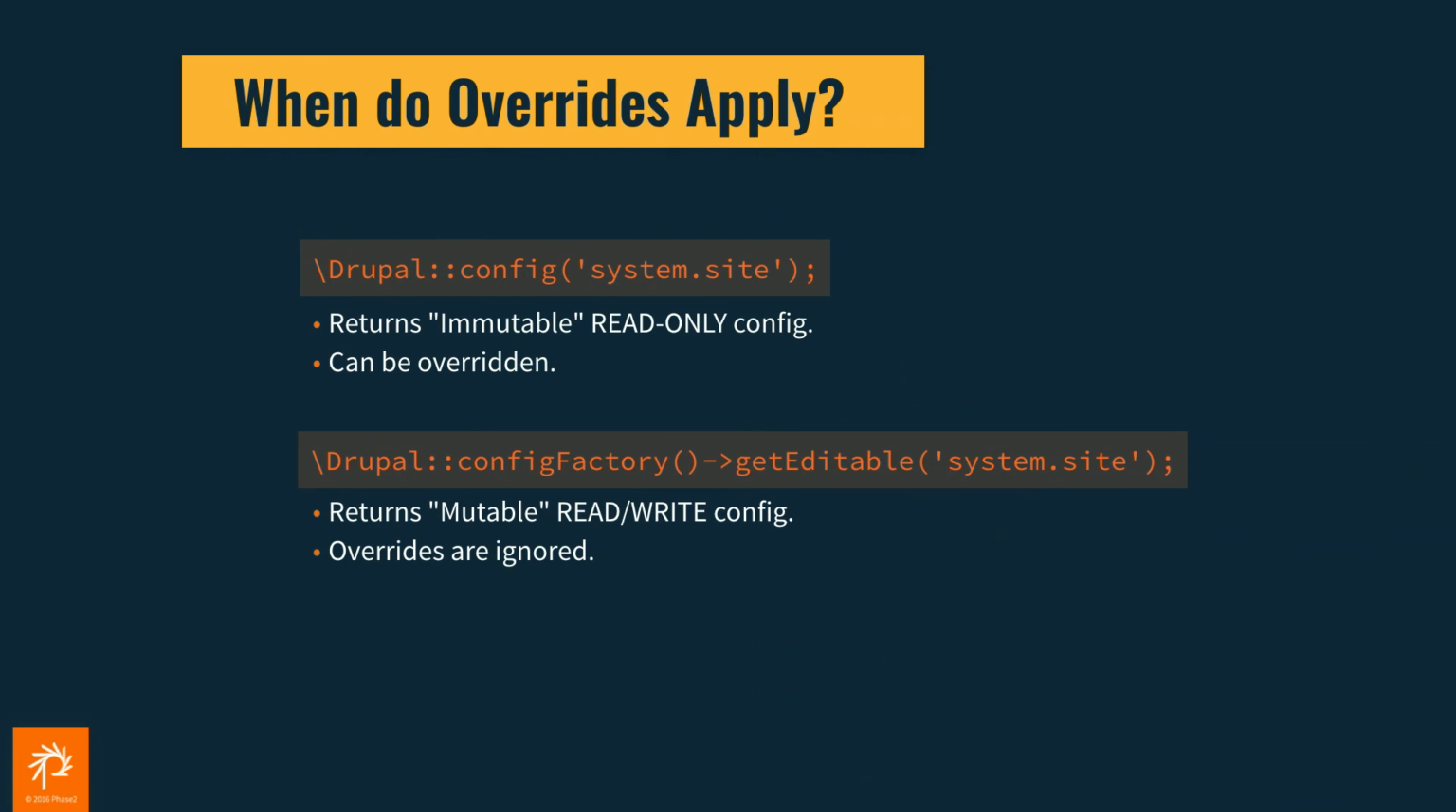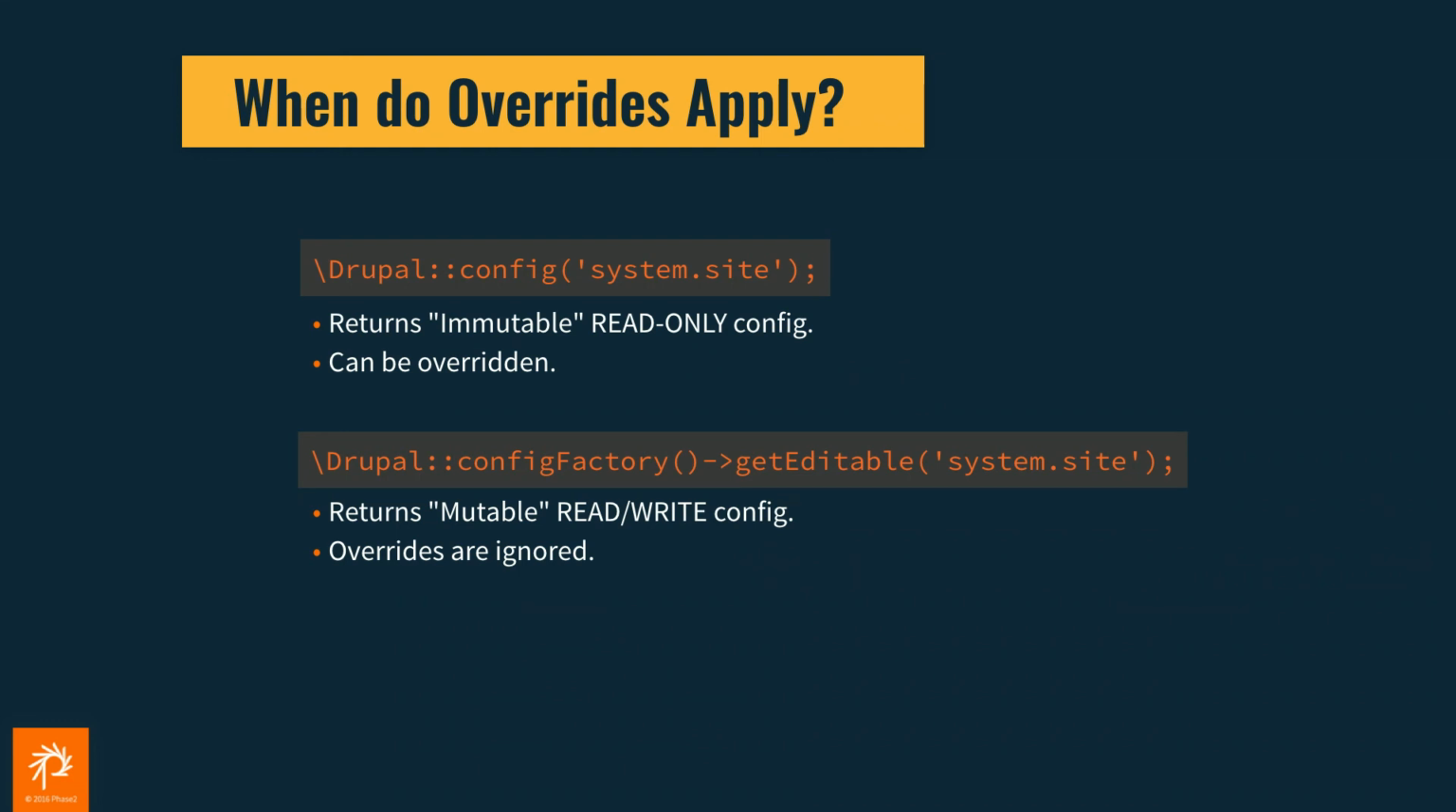However, modules can also call the config factory get editable to get config. This gives you read-write config, for example, for use in your edit forms. This config ignores any overrides. So if you run this on system.site, but your settings.php changes your site name, you don't get the overridden name, you get the name stored in the normal form. So this is why, if you override your site name but go to the UI and look to see what it says, it won't show your overridden site name. It shows the site name without the override.